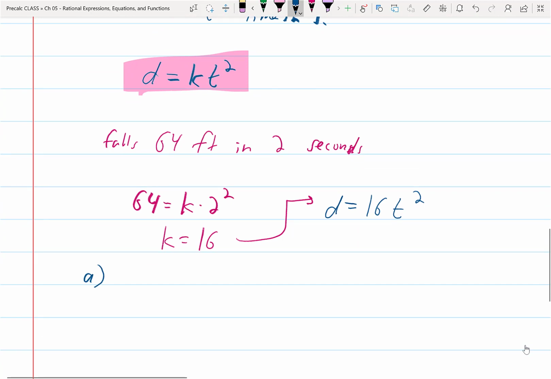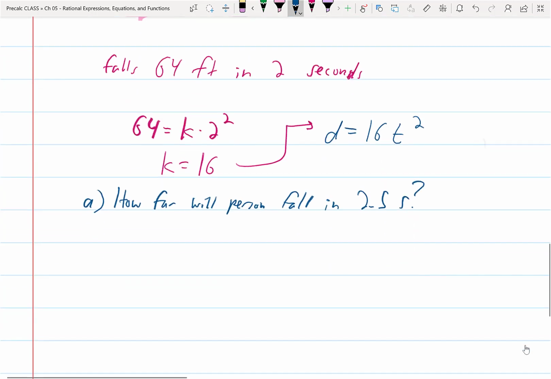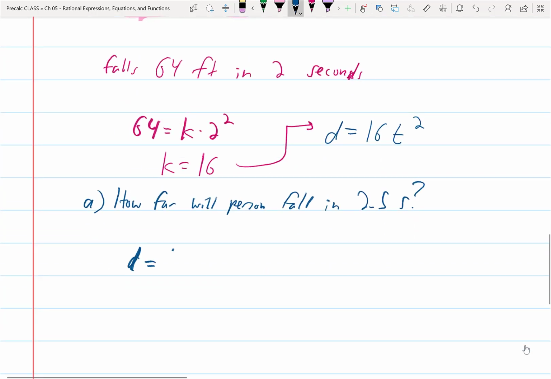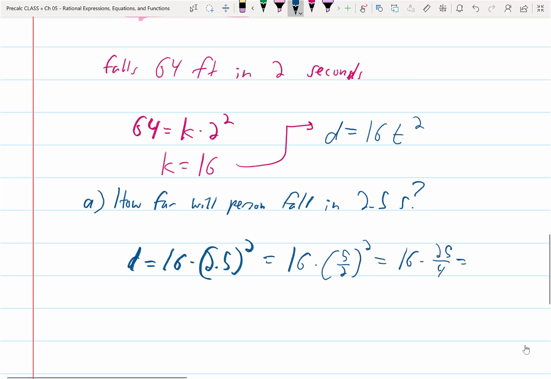How far will the person fall in 2.5 seconds? So if I do that, then d would be equal to 16 times 2.5 squared, which is the same thing as 16 times 5 halves squared, or 16 times 25 fourths, or 100 feet.